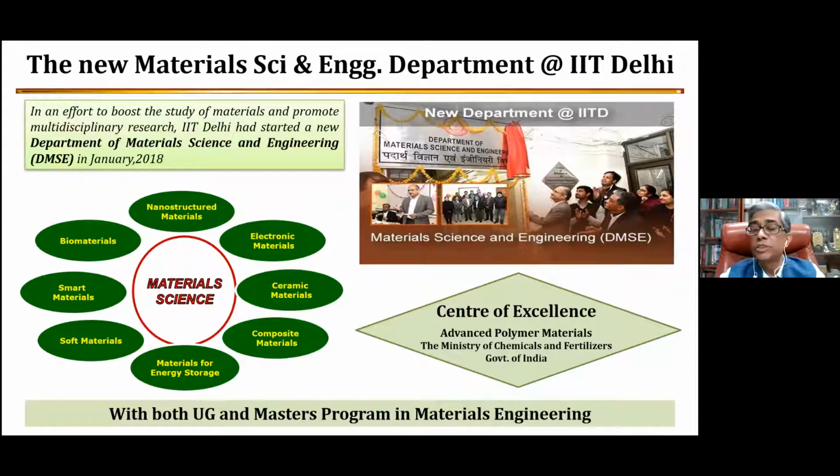We do work on advanced polymeric materials. As a part of its recognition, we got a Center of Excellence award from the Department of Chemicals and Petrochemicals. And now with the new program, we are starting both UG and master's programs. So we have an undergraduate program in materials engineering, a master's program in polymer science and engineering and materials engineering, and we have PhD and master's programs, and all of them.